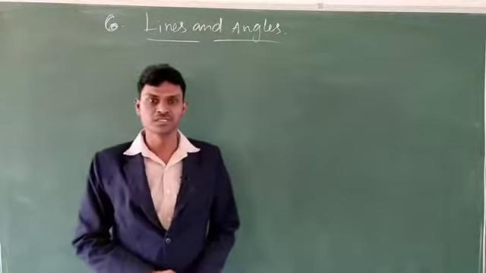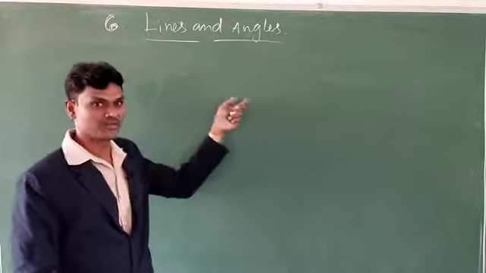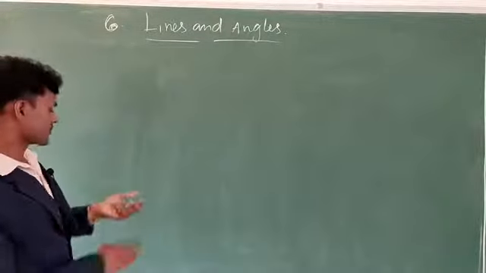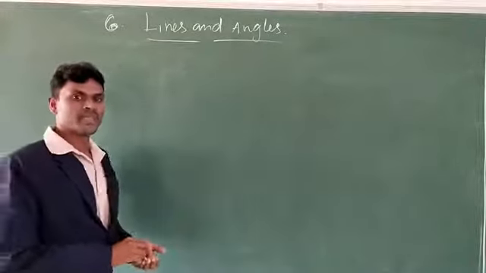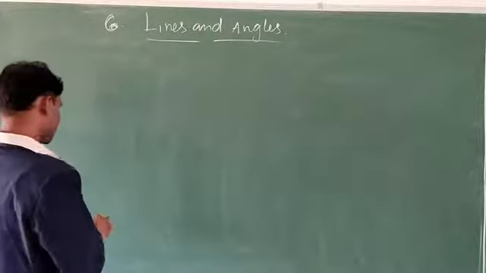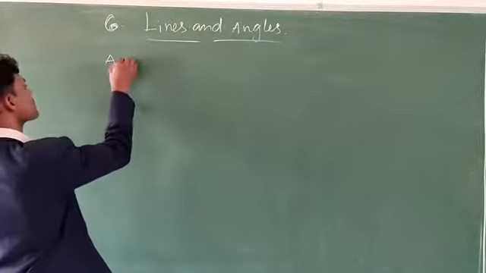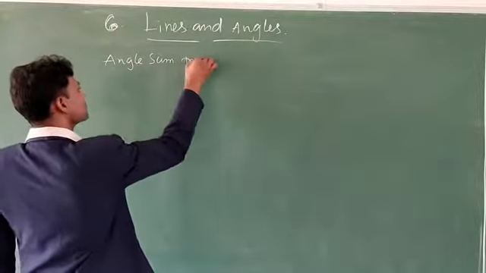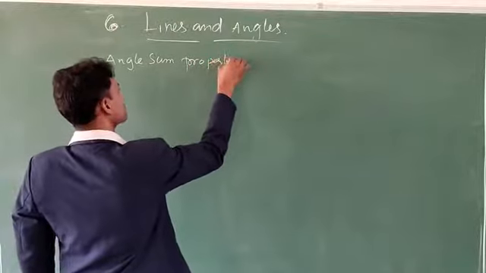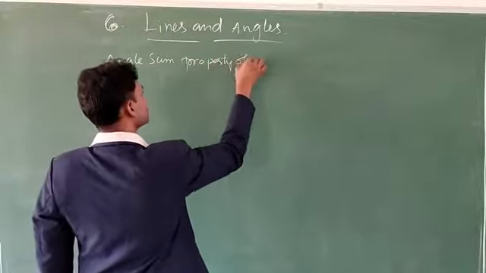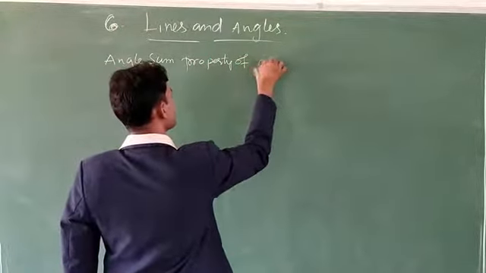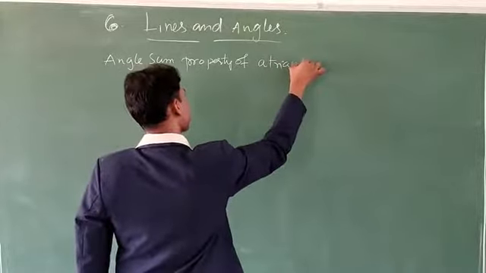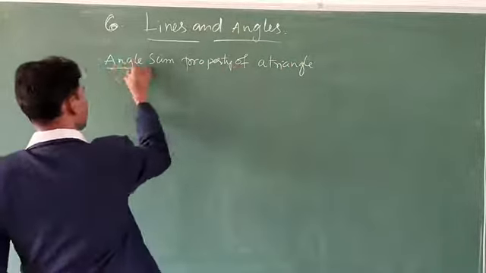Today I have to discuss continuation lines and angles after exercise 6.2. The properties of angle sum property of a triangle. Angle sum property of a triangle.